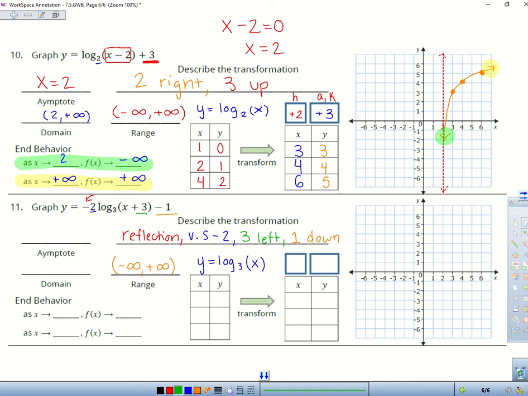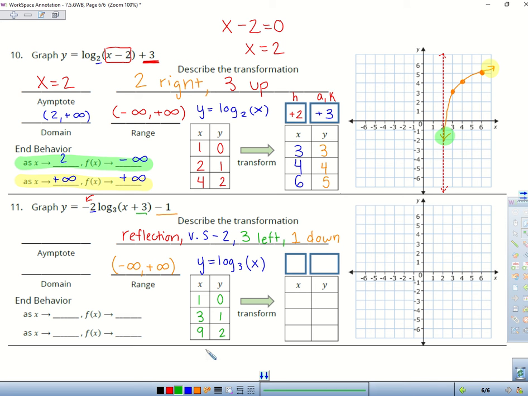Now we're going to make our table for my parent function. It's always 0, 1, and 2. That only is for the parent function, not for the transformation, so don't mix those two up. This is always going to be 1, your base, and then your base squared, which is 9.